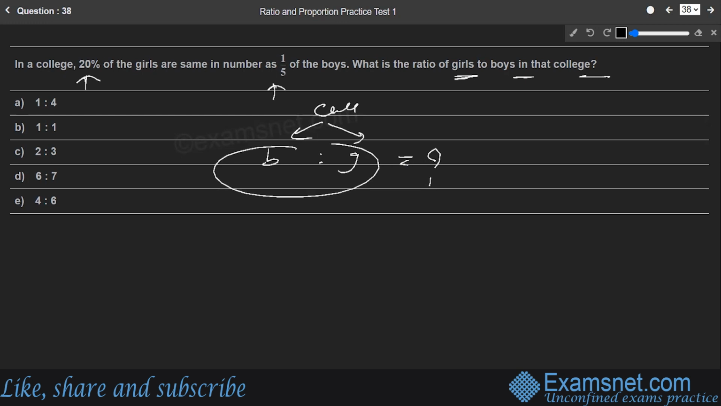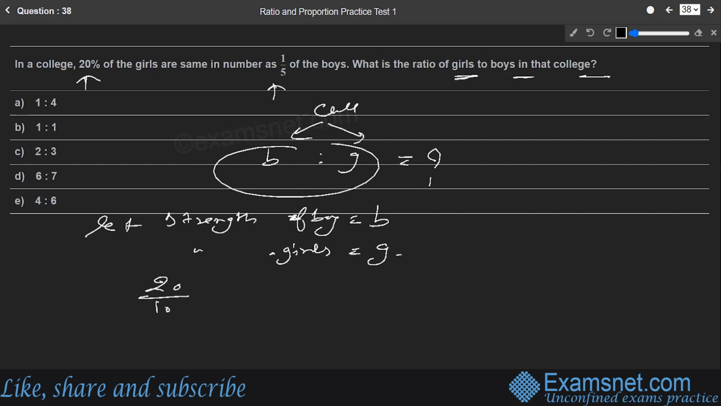20% of the girls are similar to 1 by 5 of the boys. Let the strength of the boys be B only. Similarly, let the strength of the girls be G only. Now they say 20% of the girls. So let us find out 20% of the girls.